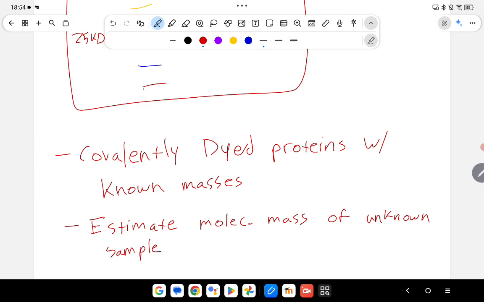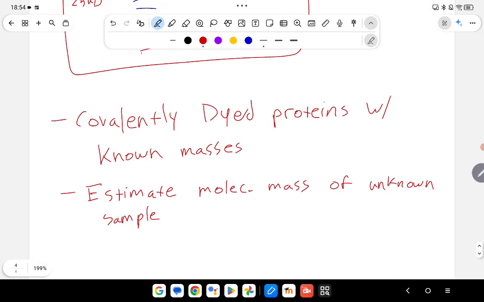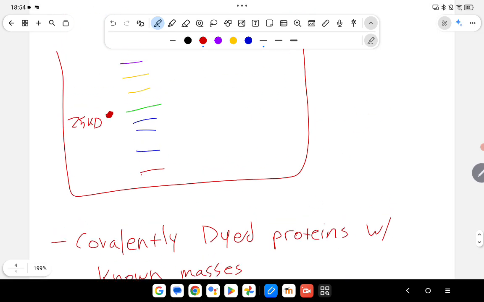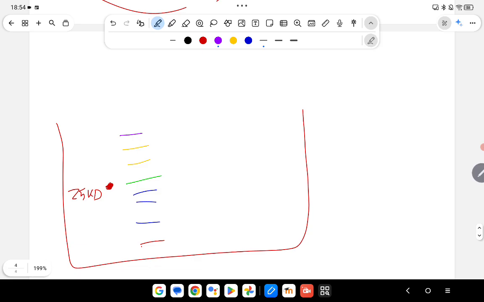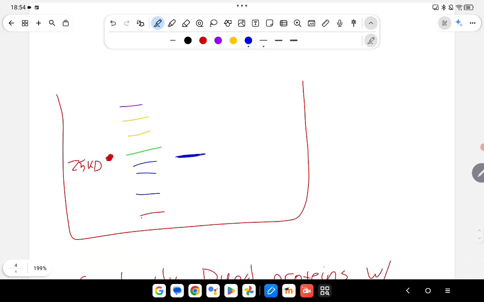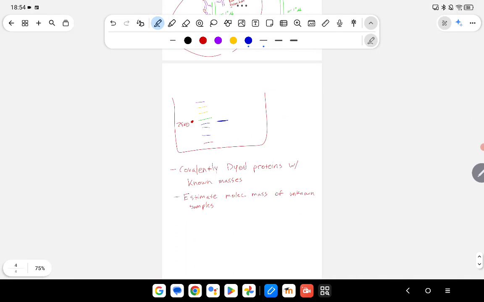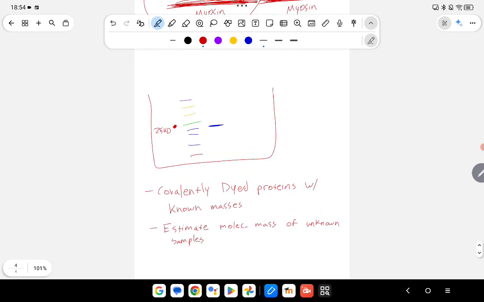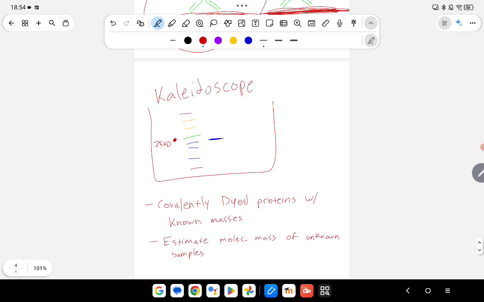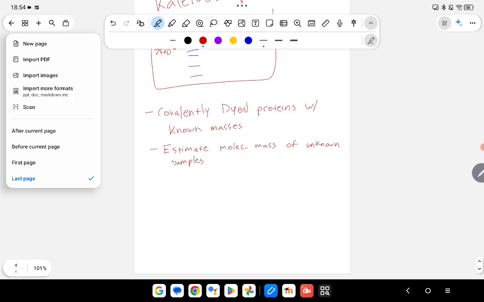Whether it's visual estimation or like we did with ImageJ, where we digitized it and we took the exact pixels and everything. So that allowed us to say we had a myosin here of a tilapia, and we could say it's about 25 kilodaltons, or a little above, for example. So that's the purpose of the kaleidoscope.